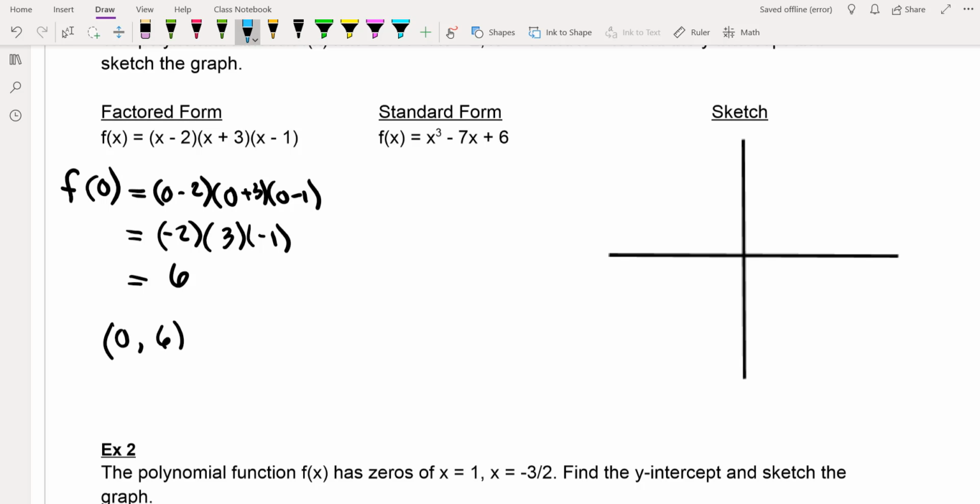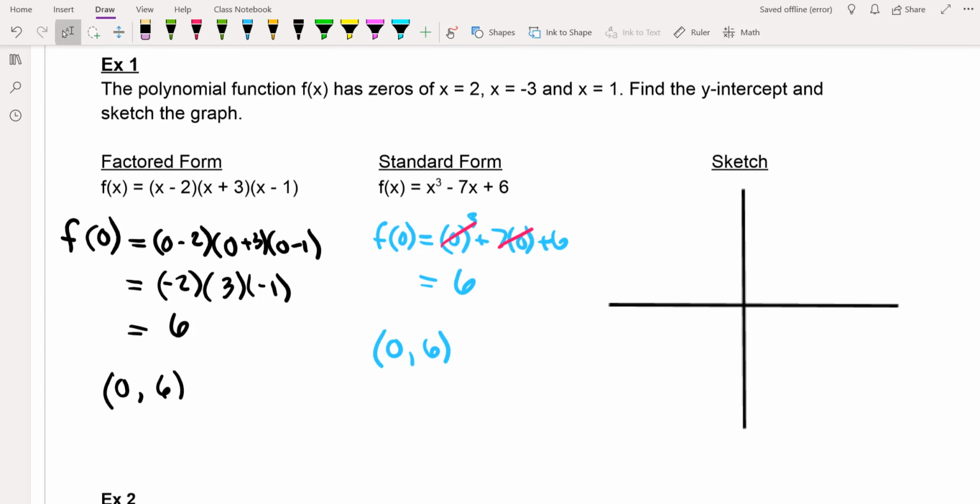Now, similarly, if I did that in standard form, it's going to be super simple, because if we plug in 0, we'll have 0 cubed plus 7 times 0 plus 6. What's really nice is that anything that has an x is going to be gone, and you're just going to be left with the constant, in this case, 6. So again, we come up with (0, 6) for the coordinates of our y-intercept. Either way we did that, we got the same y-intercept of (0, 6).